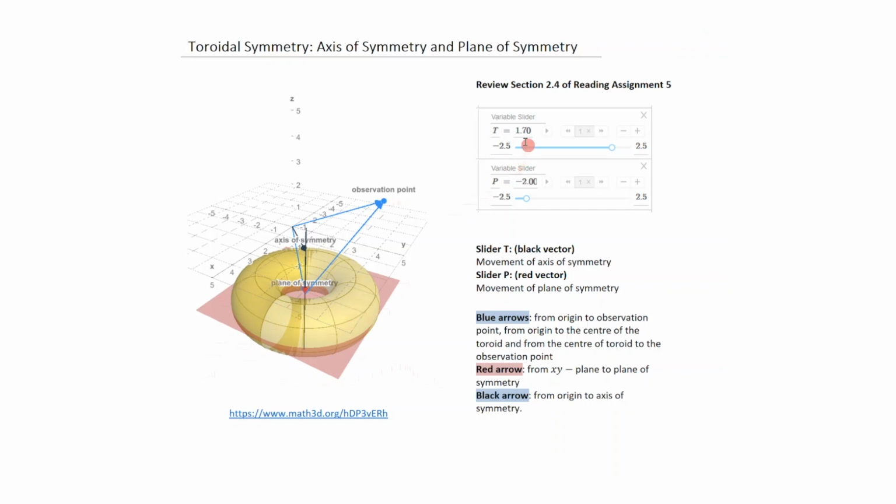So the variable slider T, that's a black vector, is the movement of the axis of symmetry that moves the torus back and forth like this. And the slider P, the red vector, moves this plane up and down vertically.